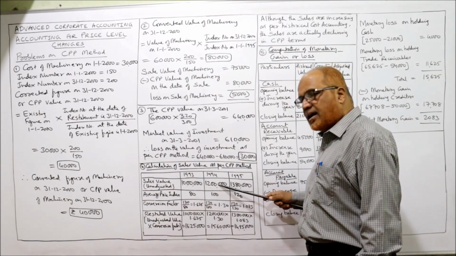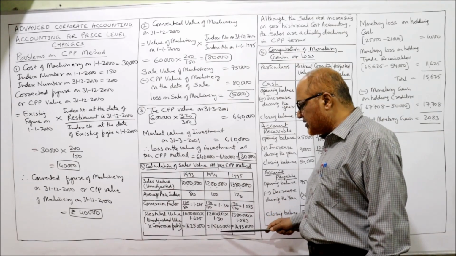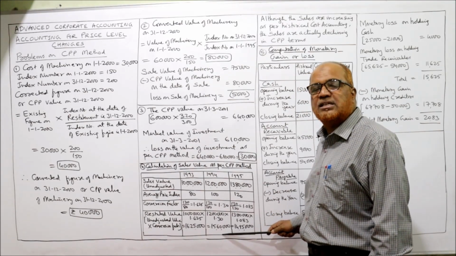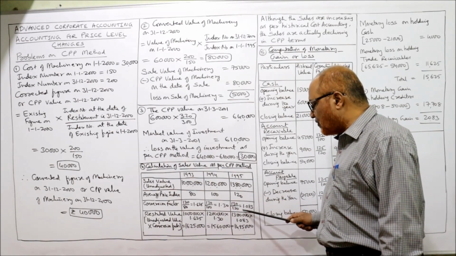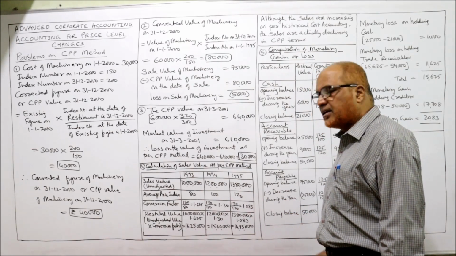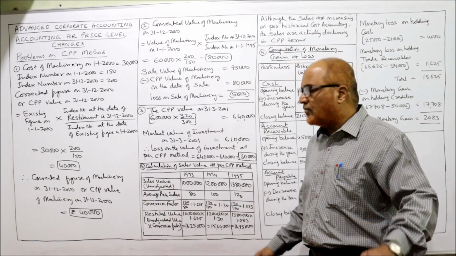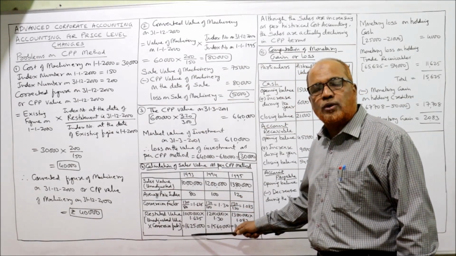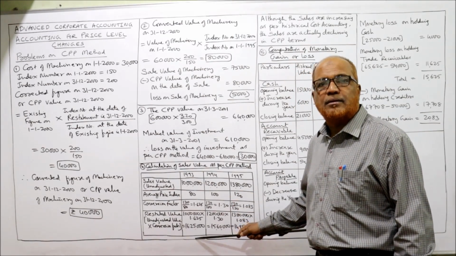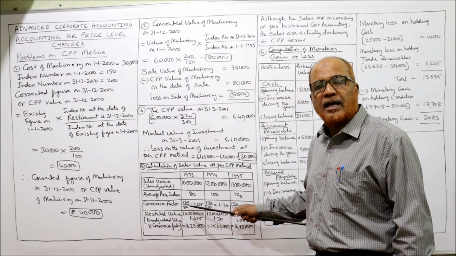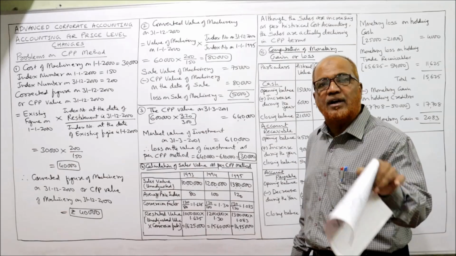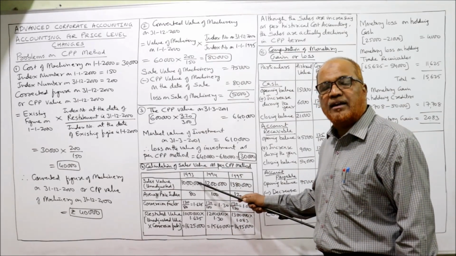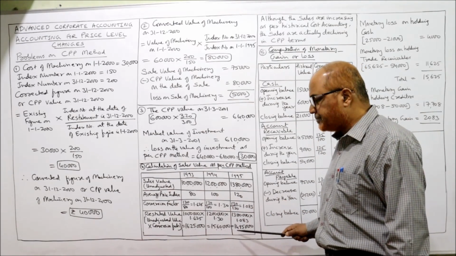Similarly, 12 lakh into 1.30, it comes to 15 lakh 60,000. These are the restated sales. Then 13 lakh 80,000 into 1.083, 14 lakh 95,000. So we have converted the historical sales into CPP sales by using correction factor. Correction factor is index number of the end of 1995 divided by index number of 93, 94 and 95.